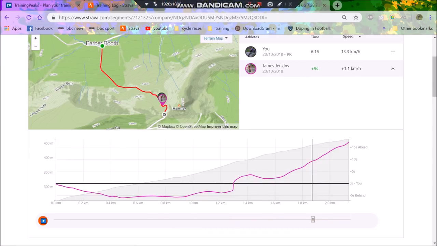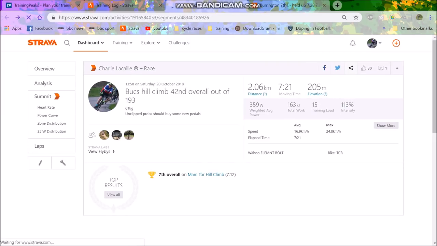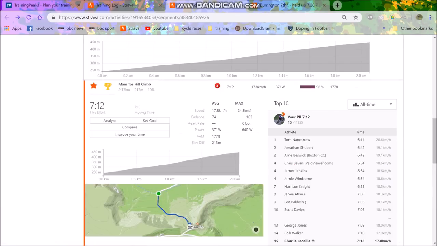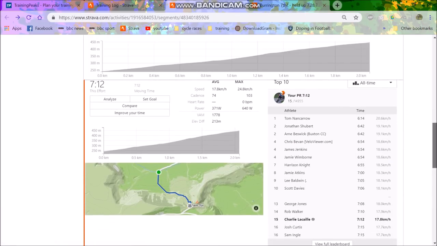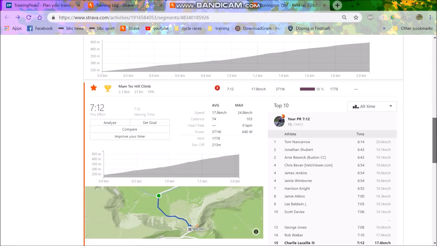I held good power, to be fair, and it was still a decent effort for me. And I was 61 kilos on the day, so it was about 6.1, 6.2 watts per kilo, something around that. A little bit over 6.2 watts per kilo, I think it was.